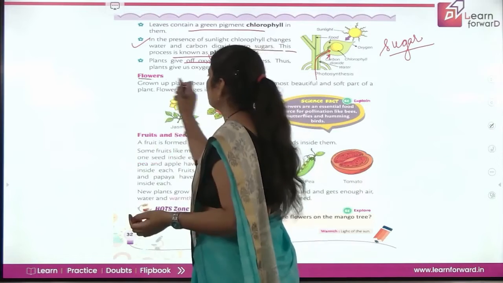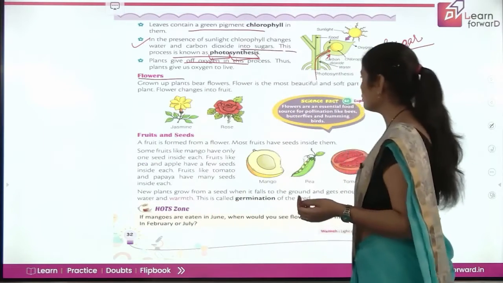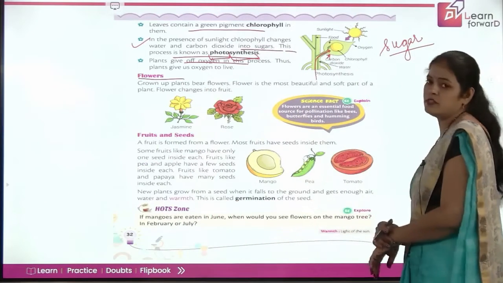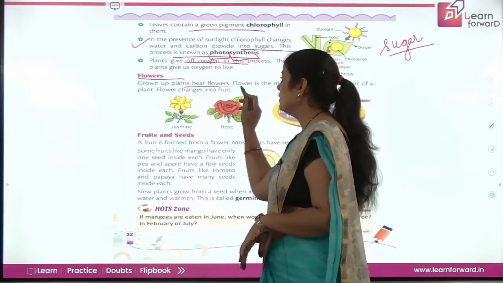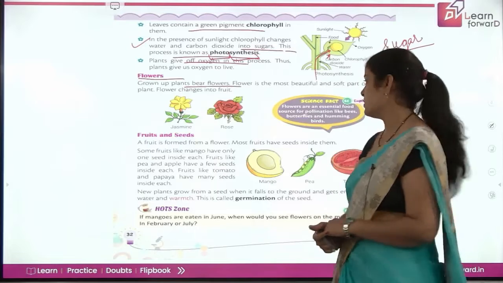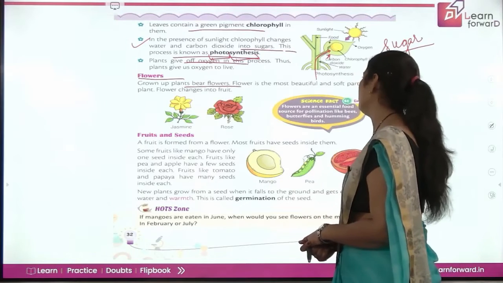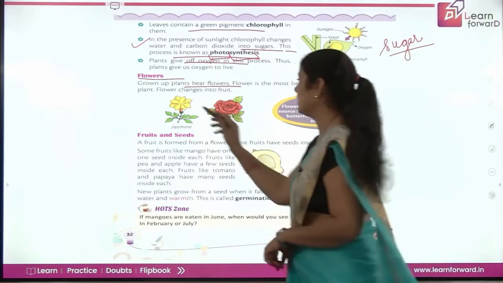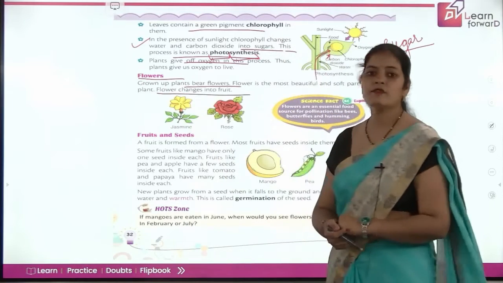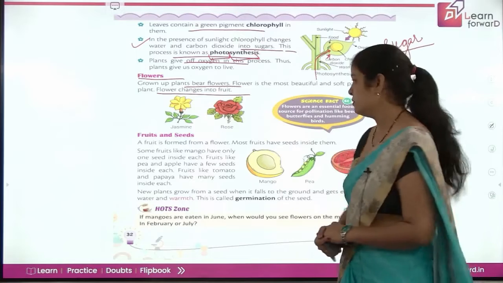Now the next part is flowers. Grown up plants bear flowers. When these plants grow up, after a certain period they bear flowers. Now the flower is the most beautiful and soft part of the plant. Flower changes into fruit. This is again an important line, that a flower always changes into a fruit.